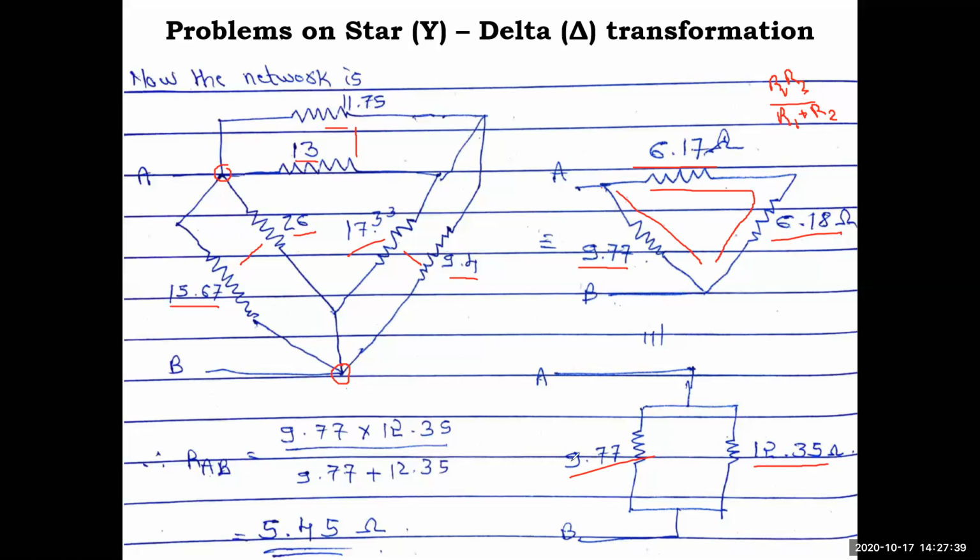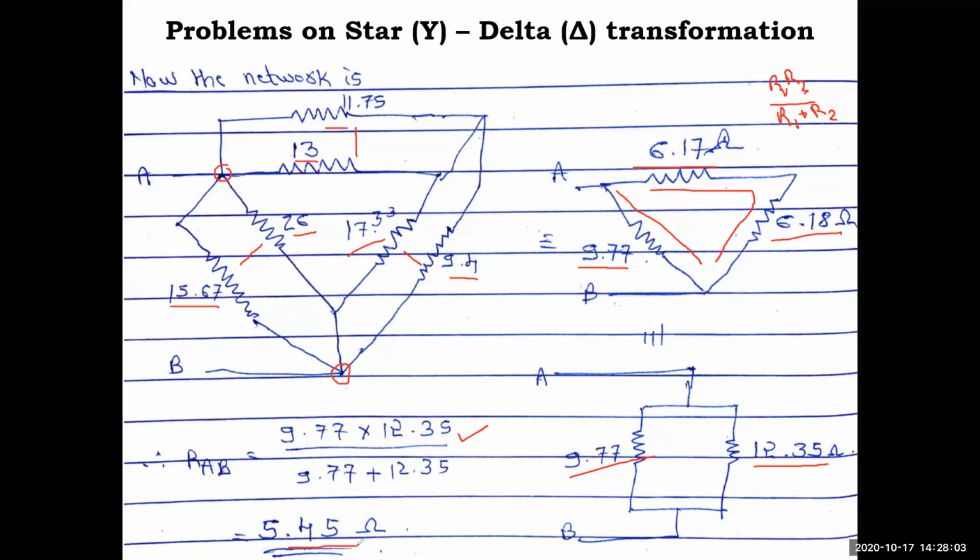Now these two are in parallel, so that is computed here. Final step, RAB is 9.77 into 12.35 divided by 9.77 plus 12.35, same formula. So the final answer is 5.45 ohm. Very simple. As I told you, you need to know which transformation you have to use, delta to Y or Y to delta, and you have to use the formula correctly.